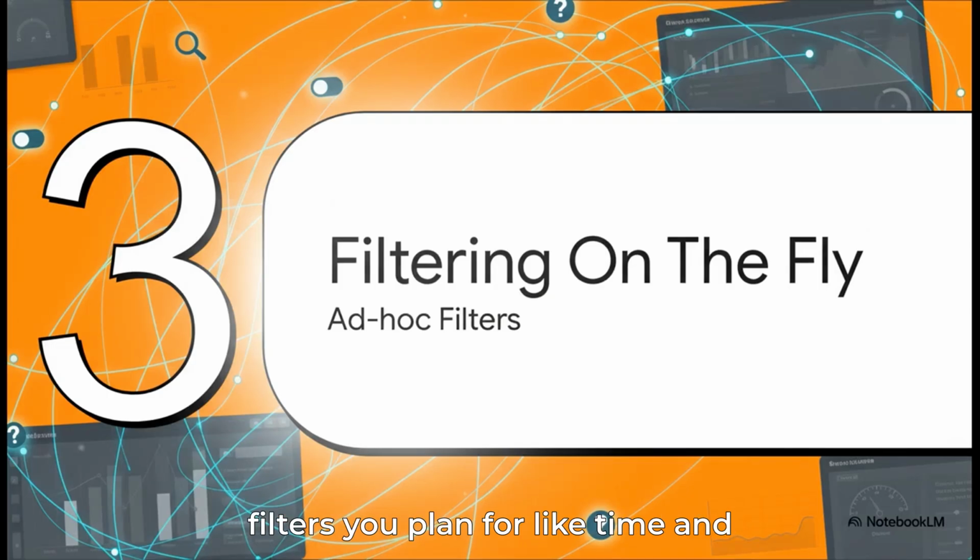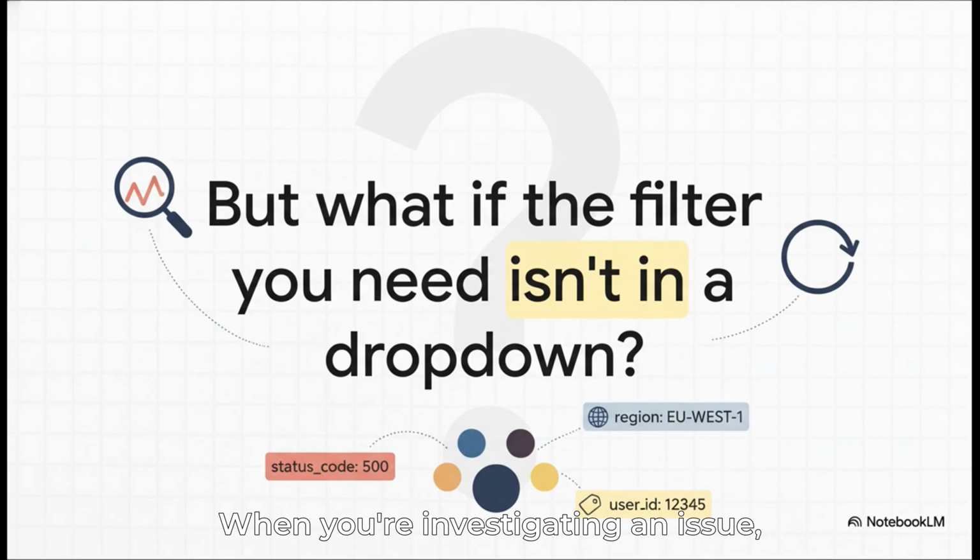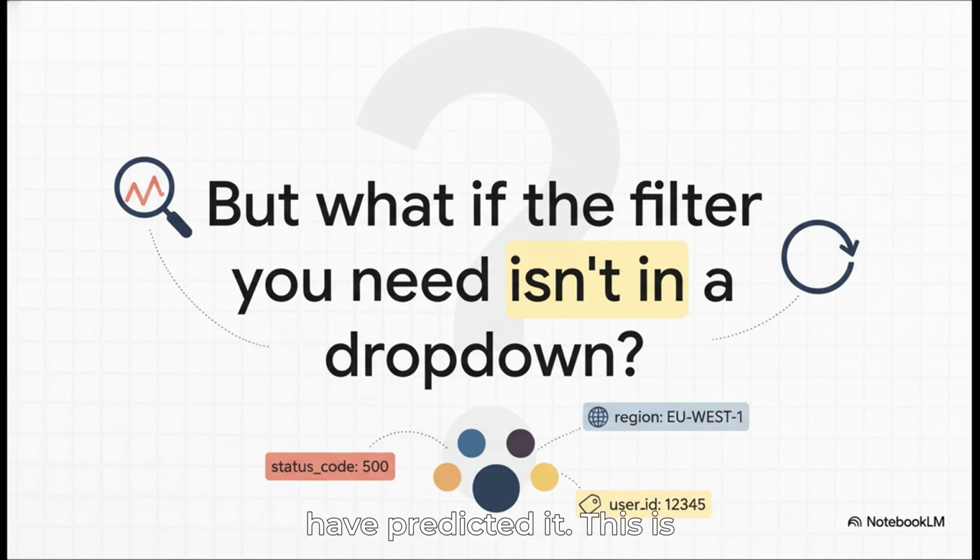So we've covered the filters you plan for, like time and variables, but what about the questions you didn't even know you were going to ask? For that, we need our third and, honestly, most flexible tool, ad-hoc filters. Exactly! This happens all the time. When you're investigating an issue, you're following the data, you might suddenly notice a weird status code, or that all the problems are coming from a specific region. You didn't create a dropdown for that because you couldn't have predicted it.